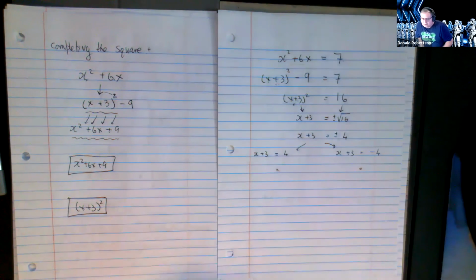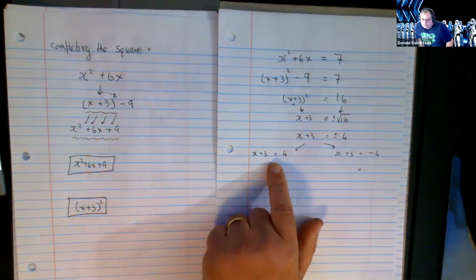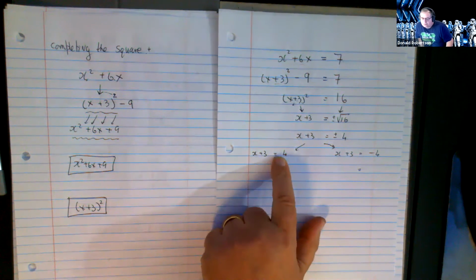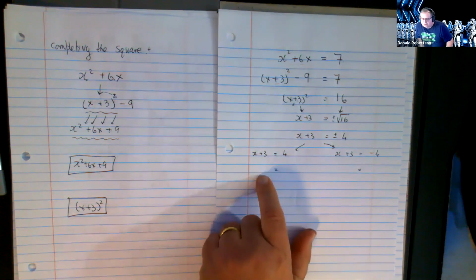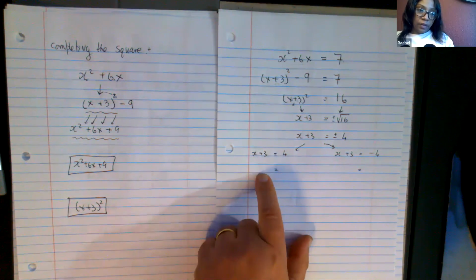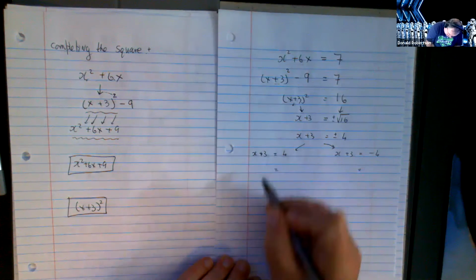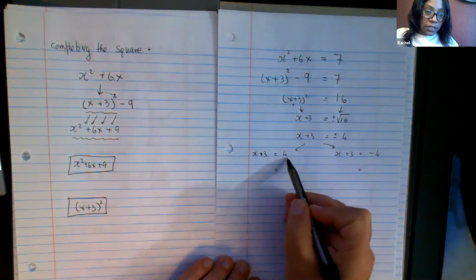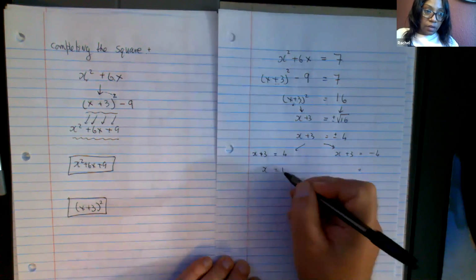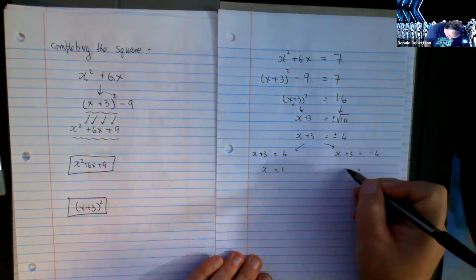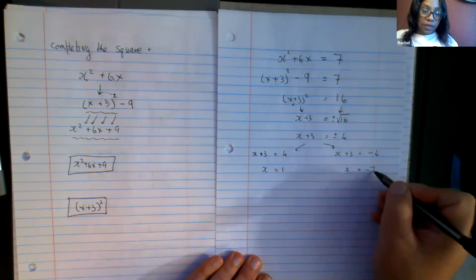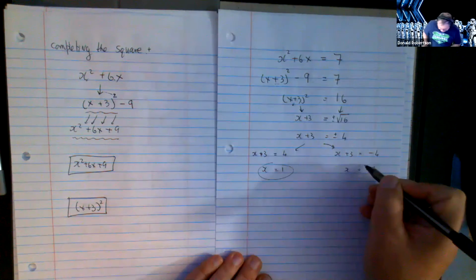And we're almost finished. If you look at x plus 3 equals 4, what should I do to both sides to find x? Subtract 3. Yes, subtract 3. And on this side also subtract 3. And so there's your two solutions.